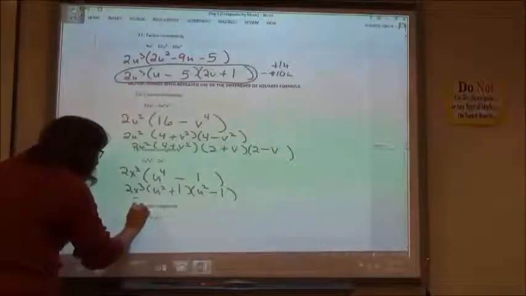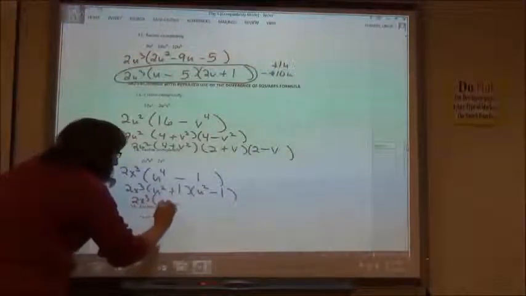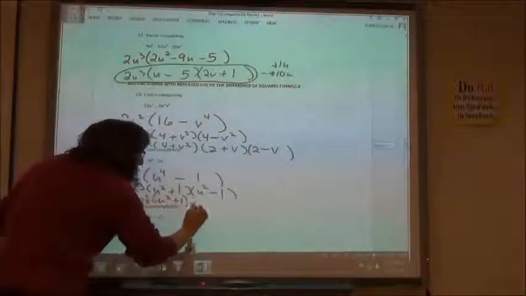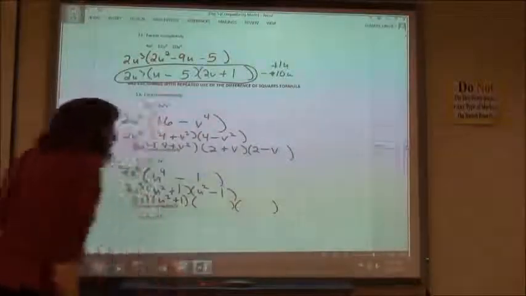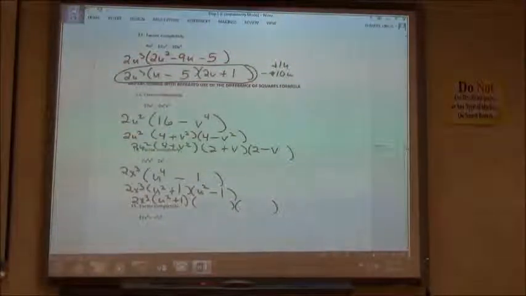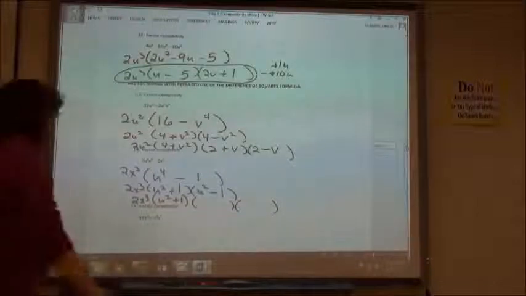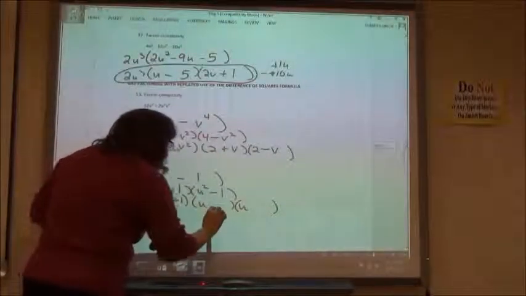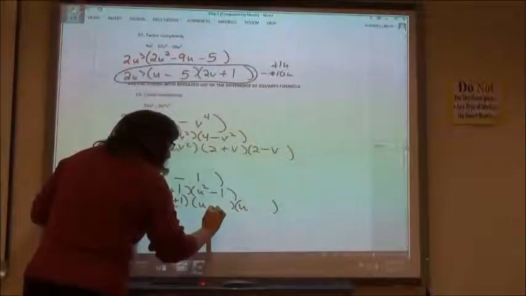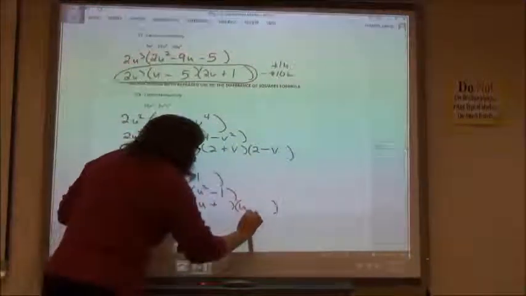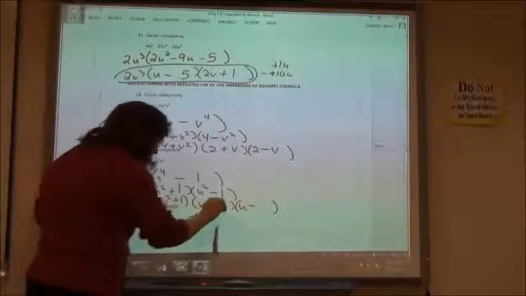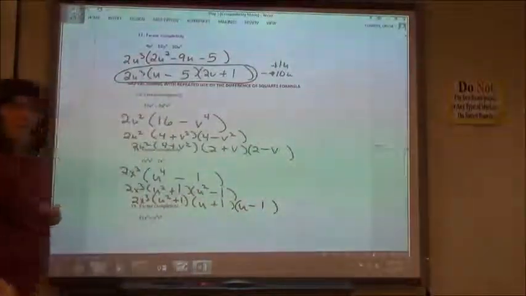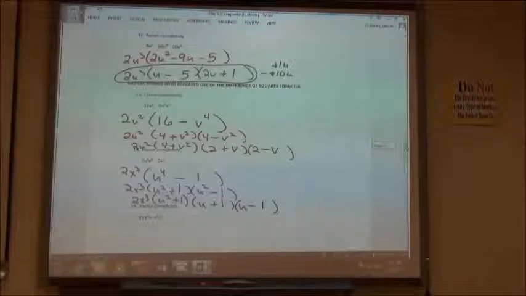So we're still going to have the 2x cubed, we're still going to have the u squared plus 1, and then we're going to factor the u squared minus 1. So factors of u squared, u and u, my signs, positive and a negative, and the factors of 1, 1 and 1, right? All right, go ahead and try number 15.